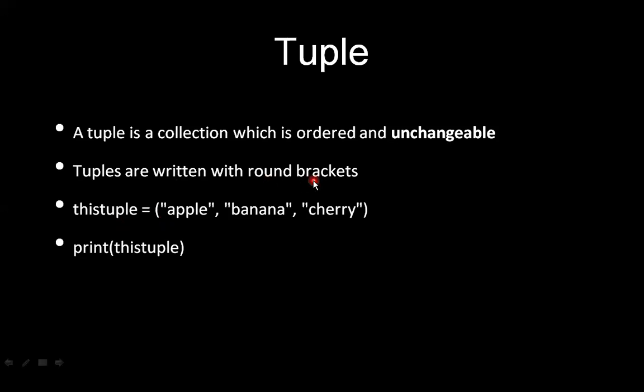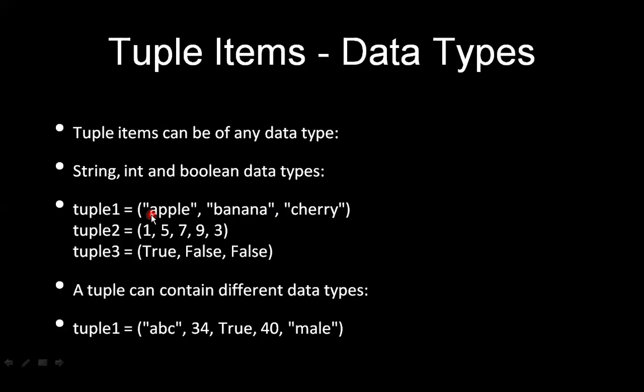You can notice that this is the name of the tuple, and here are apple, banana, and cherry. These are all the elements of this tuple. When I print this tuple, I use the tuple name, which I have specified as this tuple. This is the theoretical explanation of how we declare tuples.